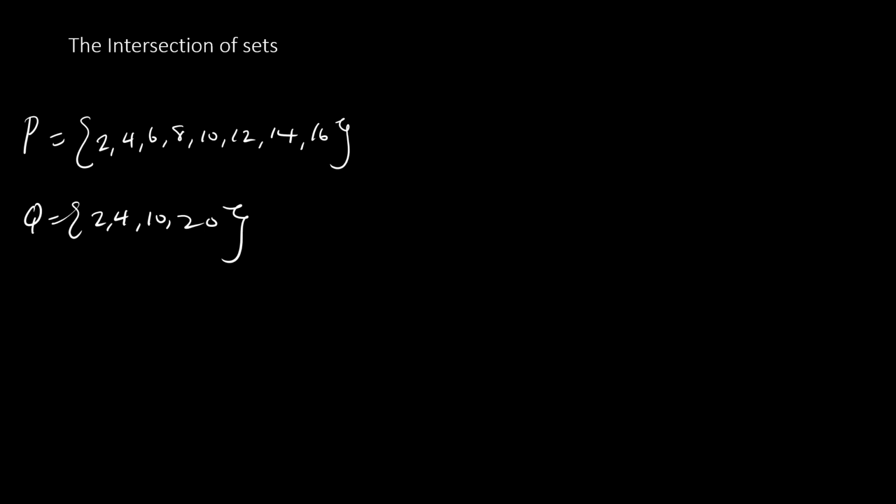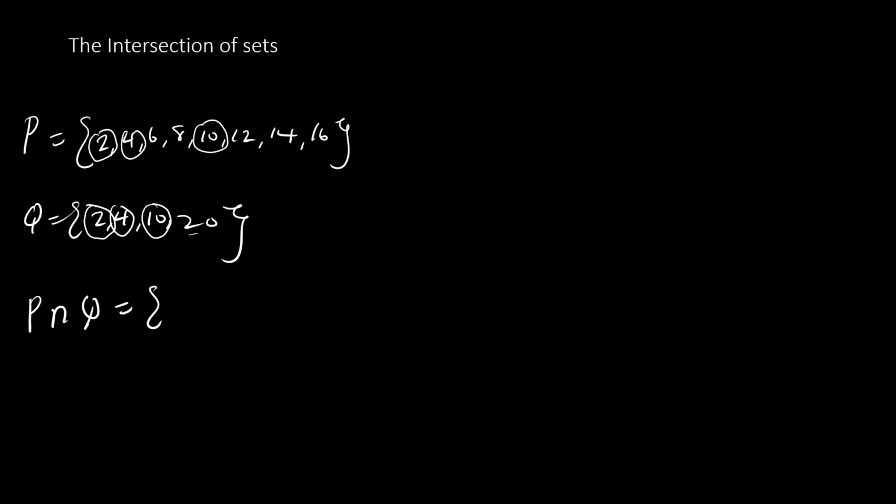So we can say P intersection Q is a set which consists of all the elements that are both in P and Q. We have 2 in P, we also have 2 in Q. We have 4 in P, we also have 4. We have 6 here, there's no 6 here. We have 8, there's no 8. We have 10 here, we also have 10. 12, 12, 14, there's no 14. 16, there's no 16. And we have 20 here, but there's no 20 in set P.